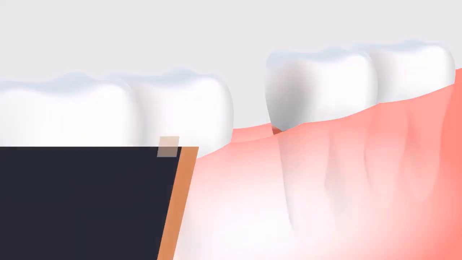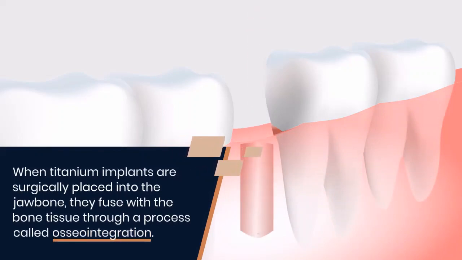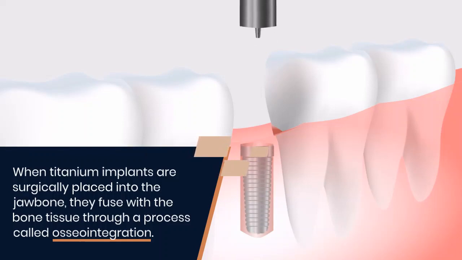Stainless steel. Stainless steel is used in orthodontics for making brackets, wires, and other components of braces. It's corrosion resistant and provides the necessary strength for orthodontic appliances.